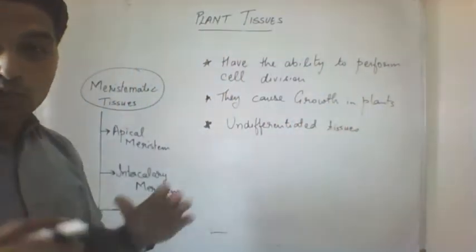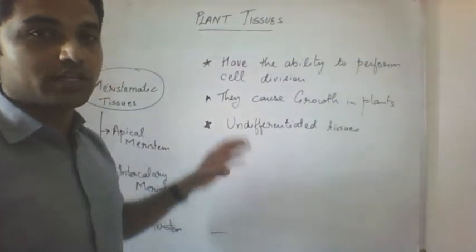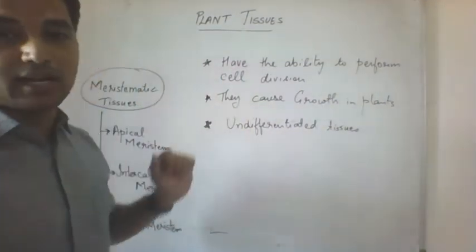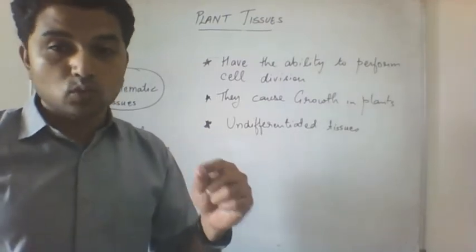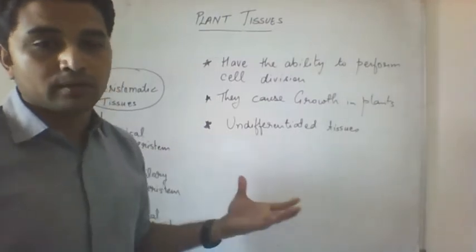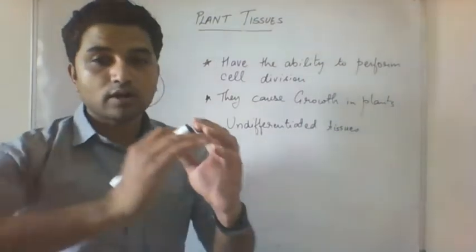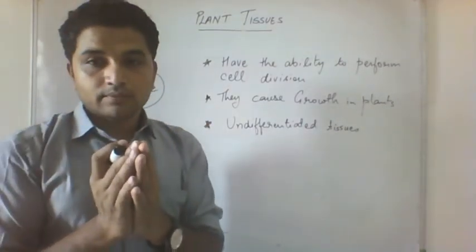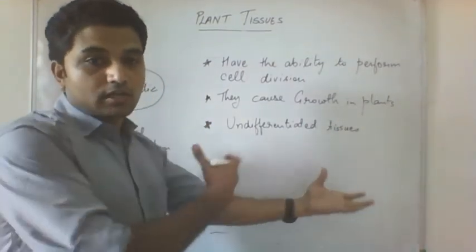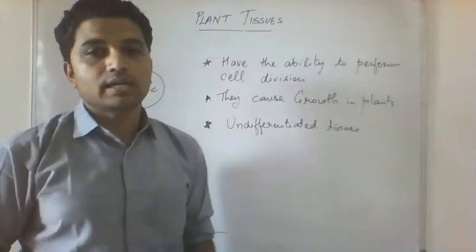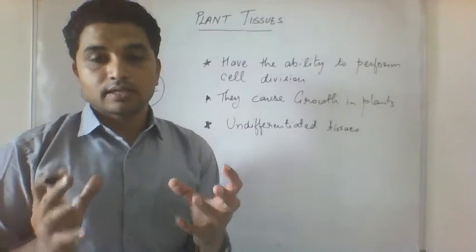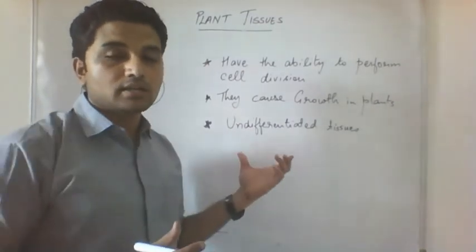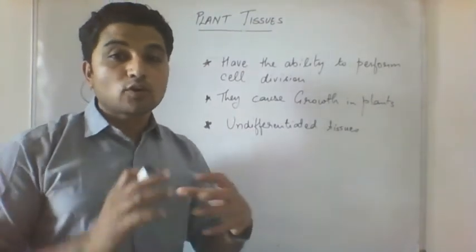So the only tissue in plants that is undifferentiated is the meristematic tissue. In my last class I told you what the words differentiated and undifferentiated mean. Undifferentiated means they do not have any specific function. Like other cells and other tissues we will study later, which have a specific role and are specialized in certain functions.